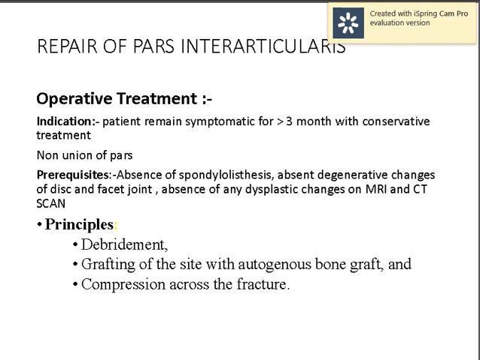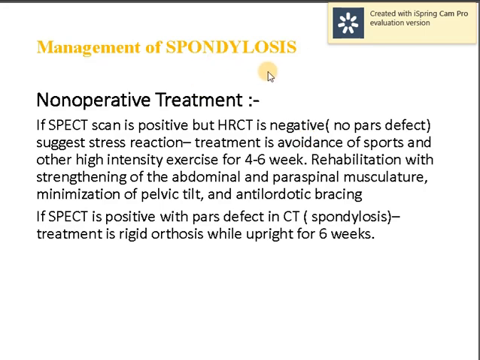So now, what is the treatment? Actually, the repair of the pars interarticularis is the operative treatment. The indications are: the patient remains symptomatic for more than 3 months with conservative treatment, or non-union of the pars. So those are the indications. Prerequisites are absence of spondylolisthesis, absent degenerative changes of the disc and facet joint, and absence of dysplastic changes on MRI and CT. So this is for the treatment of spondylolysis.